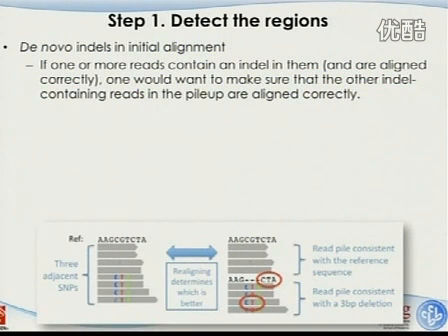For the first step, to identify the regions where there is likely misalignment, the first strategy is to identify the de novo indels in the initial alignments. If one or more reads contain an indel in those regions, that is a red flag. If there are 100 reads or 50 reads, and one or two reads have an insertion or deletion in those regions, we need to be really careful. We may need to do the realignment for those regions.